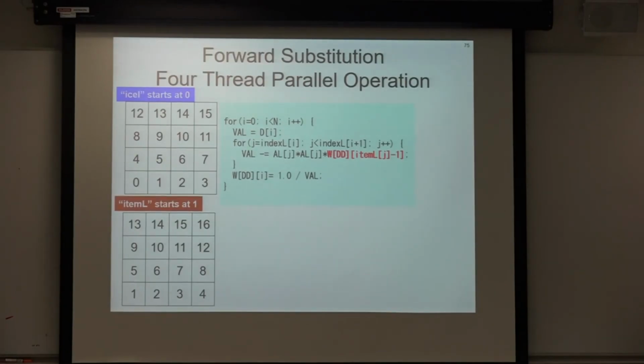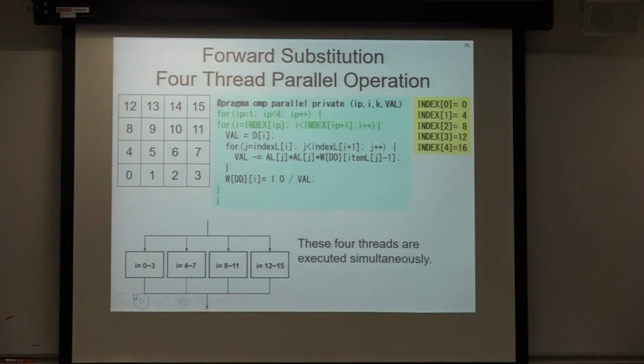So let's think about the forward substitutions using a forward thread. This is the forward substitution part. For this type of mesh, this is a very small mesh, we have only 16 cells. This is the number of I cells, and this is the ID of the item L, starting from one. Let's think, for example, about this type of parallelization. We just divide these 16 meshes into four parts: the first part is 0 to 3, the second part is 4 to 7, then 8 to 11, and 12 to 15.